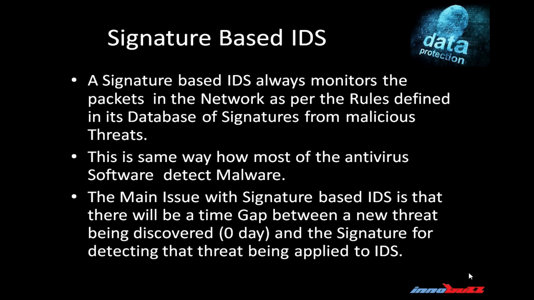The third one is signature-based IDS. A signature-based IDS always monitors the packets in a network as per the rules defined in the database of signatures of malicious threats. Even most antivirus software detects malware like that. The main issue with signature-based IDS is that there is a time gap between a new threat being discovered, which is called zero day, and the signature for detecting that threat being applied to the IDS.